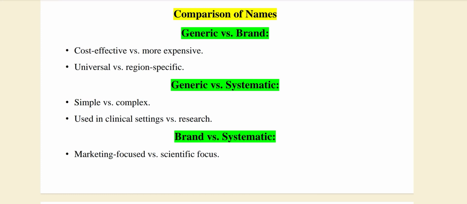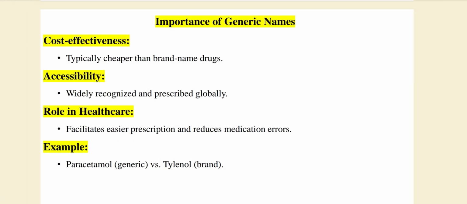Generic is simple and systematic is complex. Systematic names are used in clinical settings and research. Brand names versus systematic: brand names have a marketing focus and systematic names have a scientific focus.